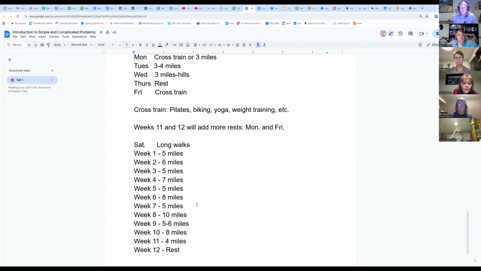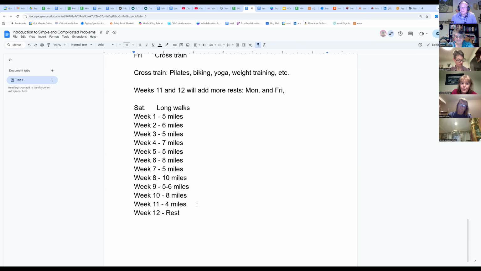So week 1, you go 5 miles. Week 2, you go 6. And then you just keep alternating between 5 miles and then bump it up again. And 5 miles again, bump it up again. And you can see that as you get to week 5, week 6, you're going 8 miles. And week 7, you're back at 5. And then week 9, you're going, week 8, you're going 10 miles.